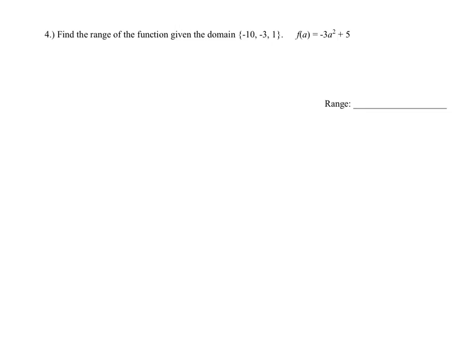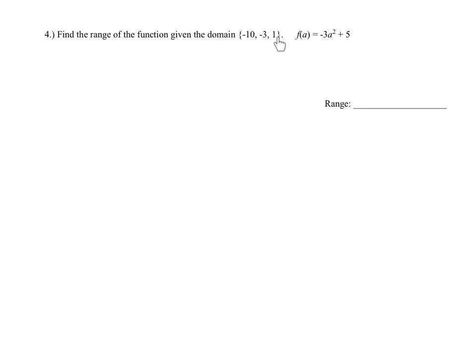Okay, 2 more problems to do together, and then the back is your homework. So number 4. This is another way of phrasing a question, and lots of times people get a little bit confused by this question. So find the range of the function given the domain, negative 10, negative 3, 1, and this is f of a equals negative 3a squared plus 5. So basically what this is saying is the given domain. Well, domain, remember, is our input, and I've got 1, 2, 3 of them.